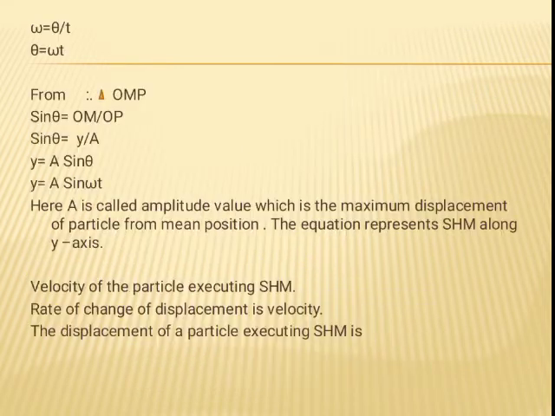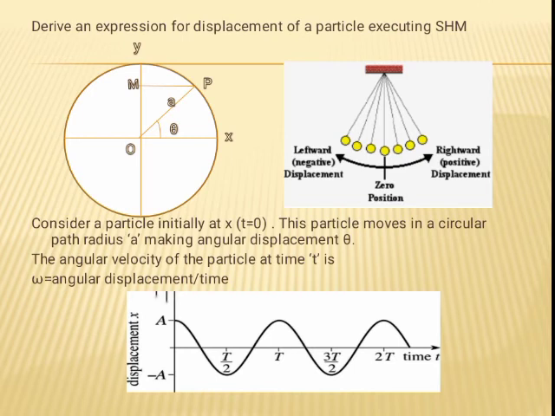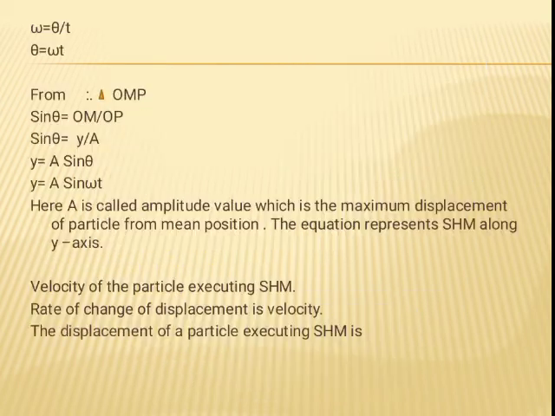Now deriving going forward, what is your angular displacement? Here angular displacement means how much it has been displaced, which is making an angle theta. So what am I doing? Omega is equal to theta by t. So you can see here omega is equal to theta by t. Rearranging, I would write it as theta is equal to omega into t.